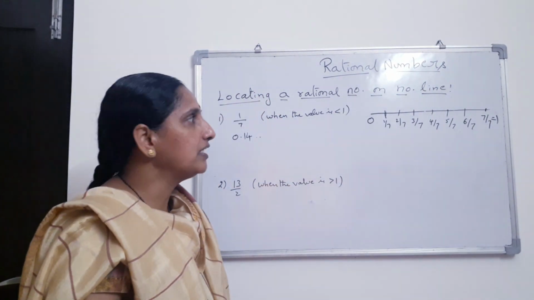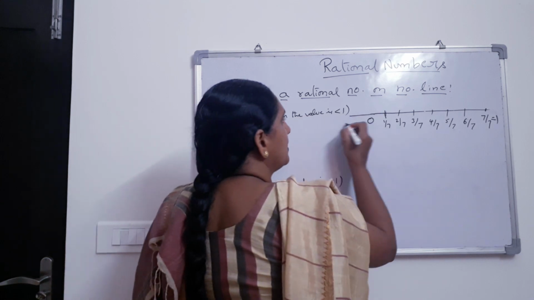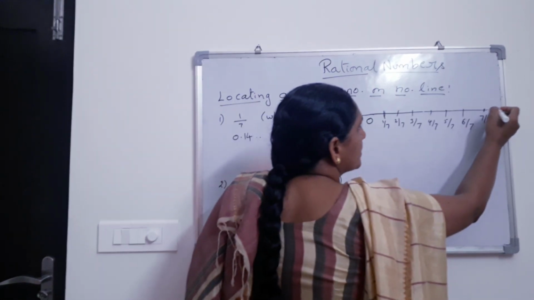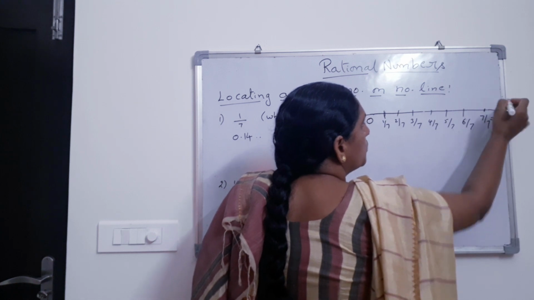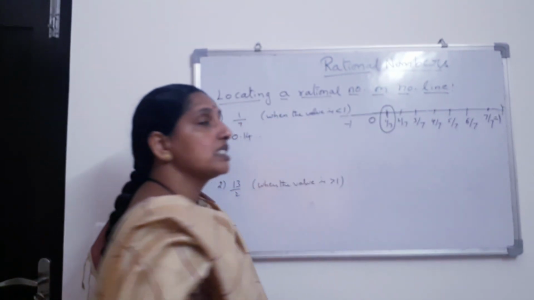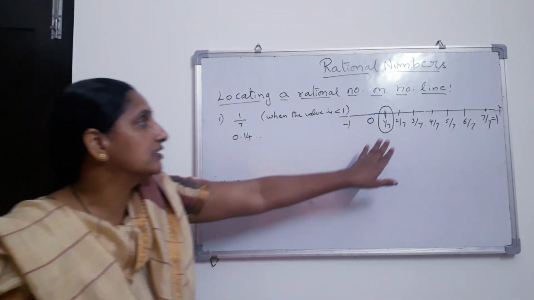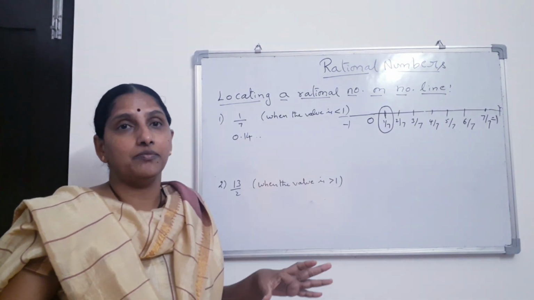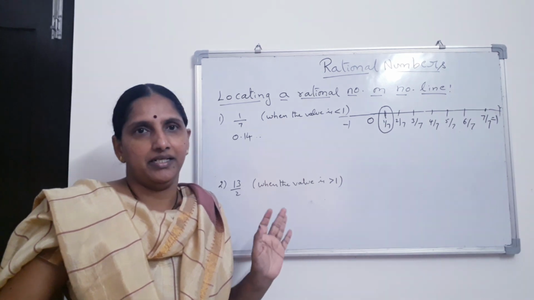1 by 7 is there. So you can just extend the number line saying that here lies somewhere like -1, and then the next comes here like 2. So that means between 0 and 1 it lies here. Between 0 and 1 it lies here. So this is how you have to locate a particular rational number on number line.